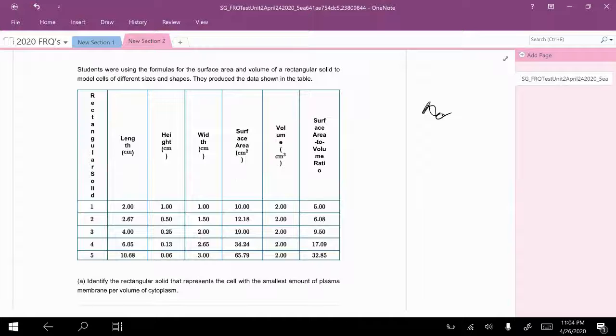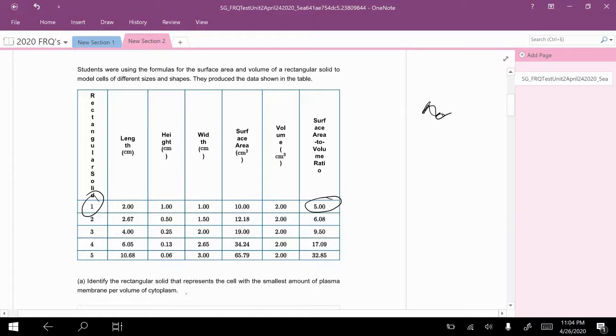Hi, everybody. I'm going to go ahead and go over your free response from Friday. So the first one is, when you look at this rectangular cell that represents the small surface area to volume, the answer is rectangular solid 1.